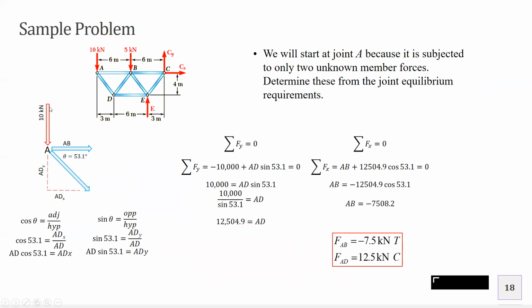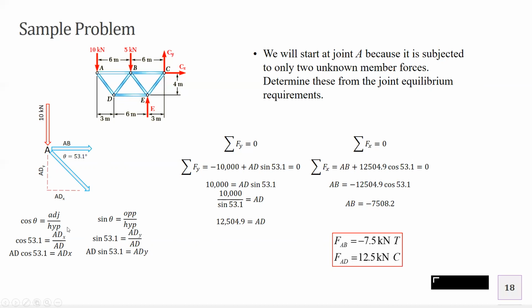So we have a 10 kilonewton force down, and we have this one pulling over to the right, and we have this one pulling down to the right. So we know that we can actually break this diagonal into its vector components. We're going to break it down using our cosine and sine, because the cosine of my angle is my adjacent over my hypotenuse. The angle is 53.1, that's my angle right here. So my cosine of 53.1 is equal to ADX over AD.